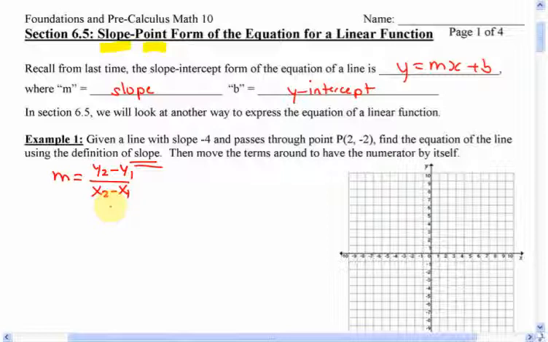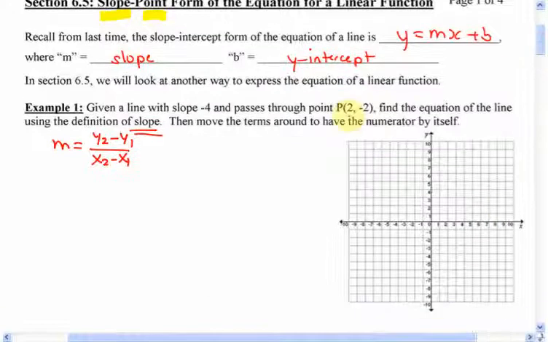Okay? Let's see if we can actually draw the line first, and then we'll use that line to come up with this new type of equation. The point P is (2, -2). So from the origin, go 2 to the right, then 2 down, and put a big P there, point. And then it says we have a slope of -4. So remember how we find another coordinate on this grid using the slope of -4? Do you remember how we do that?